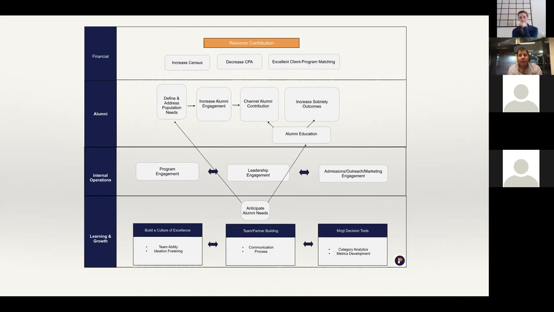And then from financial, everyone thinks of increasing census, but look at some of the ways business development and marketing think of things in terms of decreasing the cost per acquisition, and also looking at excellent client program matching. It's not that we just want to blindly put people into our program and then they go AMA 3 days later. We want to make sure we're putting the right people in the right place. So how can we do things that influence length of stay, getting people to graduate and be well and live out their recovery in positive ways?